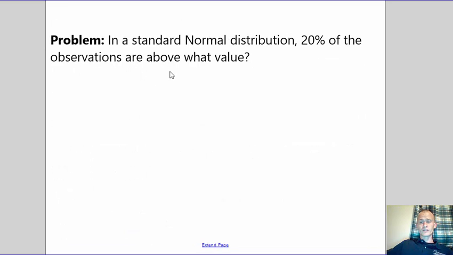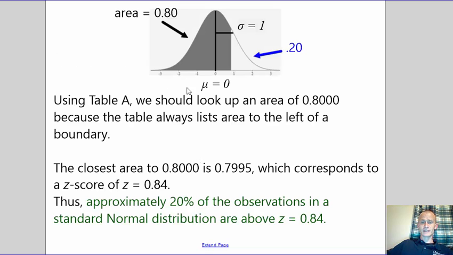In the standard normal distribution, 20% of the observations are above what value? So take a moment, pause, and draw out this distribution. Label your mean, your standard deviation, and the values that we are interested in. When you get done, it should look something like this.